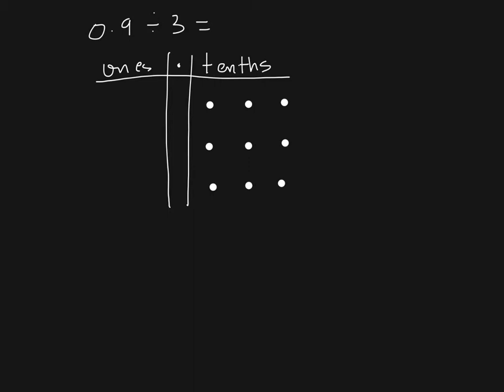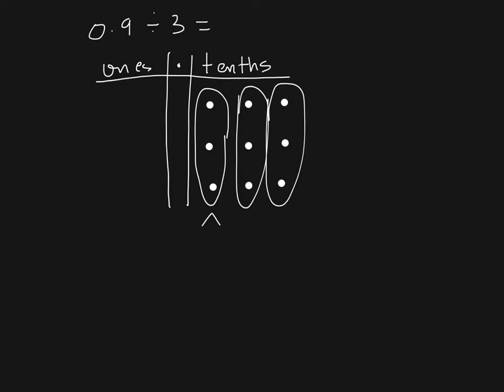And then I'm going to circle the groups. I have 1, 2, 3 groups. And then I need to look at each group and see how much is in each one. Well, 3, and they're in the tens place. So my answer will be 3/10.